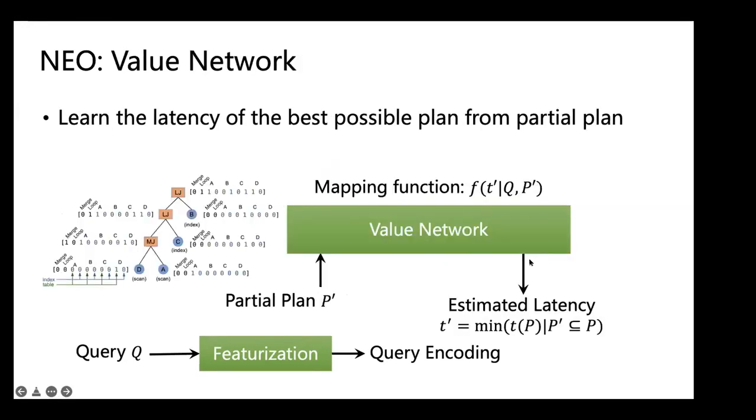The next part is the value network. We train a model to learn the latency of the best complete plan from the partial plan. The best complete plan is a complete plan for the query. We all know that the plan for a query has a tree structure. So in fact, the value network uses a structure called tree convolution. It is in fact an inductive bias of what we know about the query.